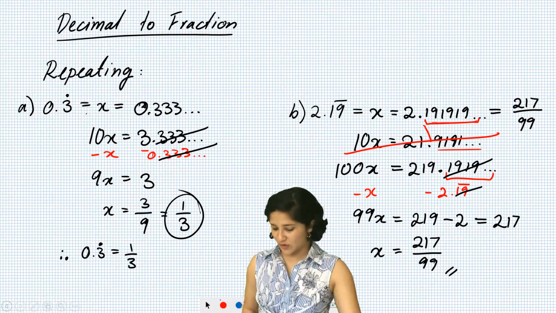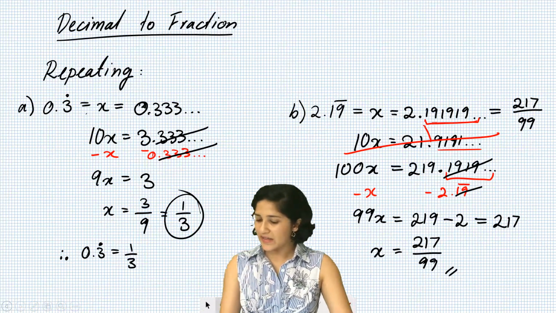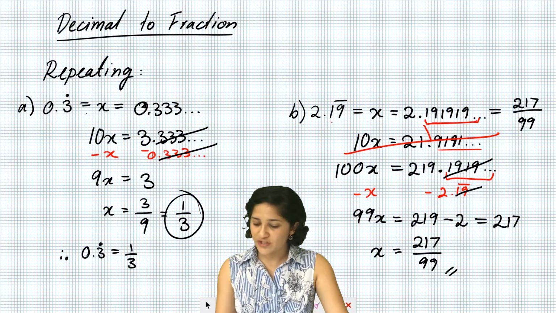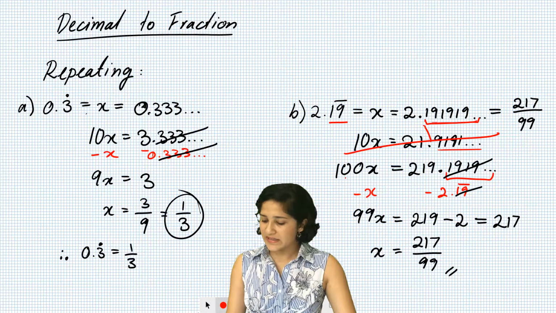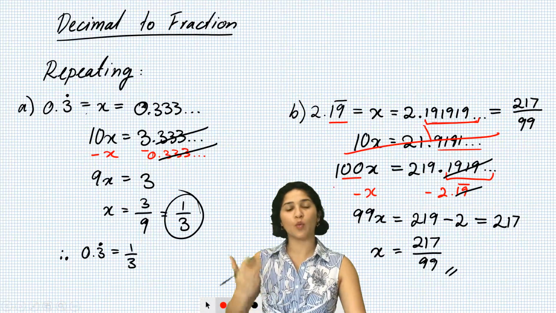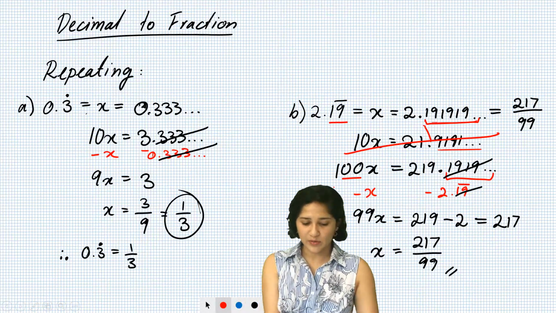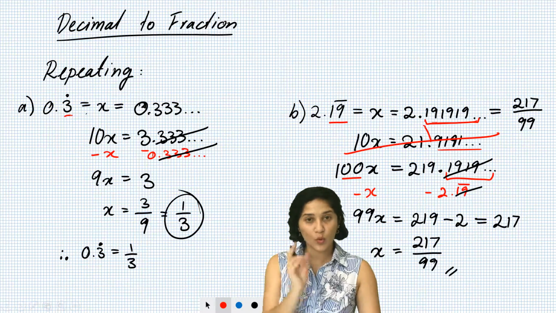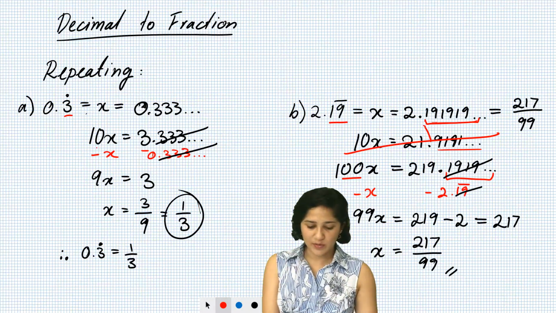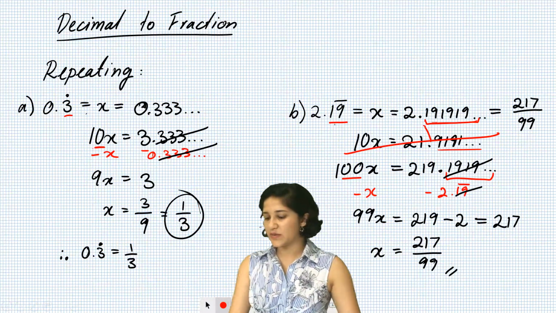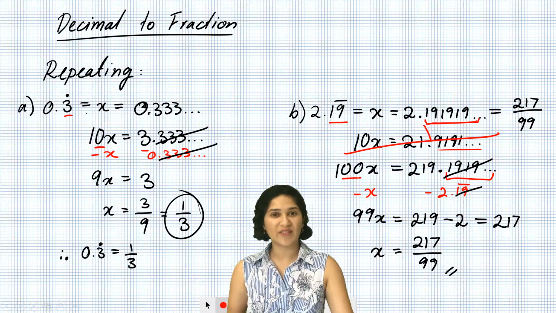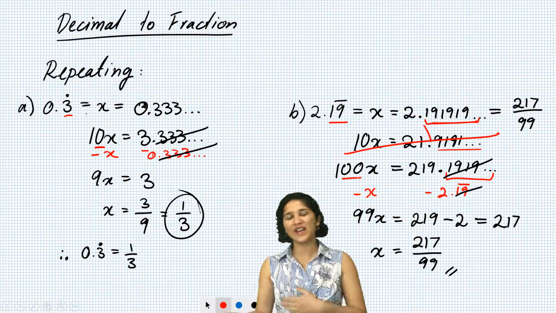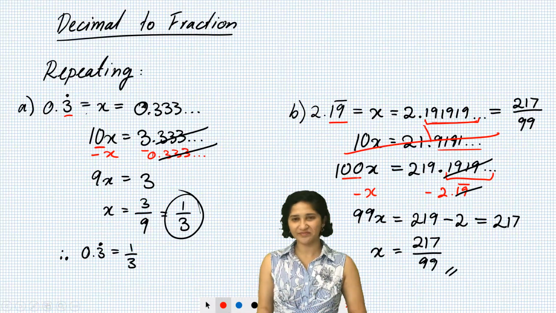So all you have to notice for this technique is that the length of the chunk that repeats, so the number of digits that are repeating, is the same as the number of zeros in what we multiply it by. So in this case, it was just 1 digit repeating, so we multiplied it by just 10. In this, there were 2 digits repeating, so we multiplied by 100. All right, so if we had 3 digits repeating, it would be 1,000 and so on.